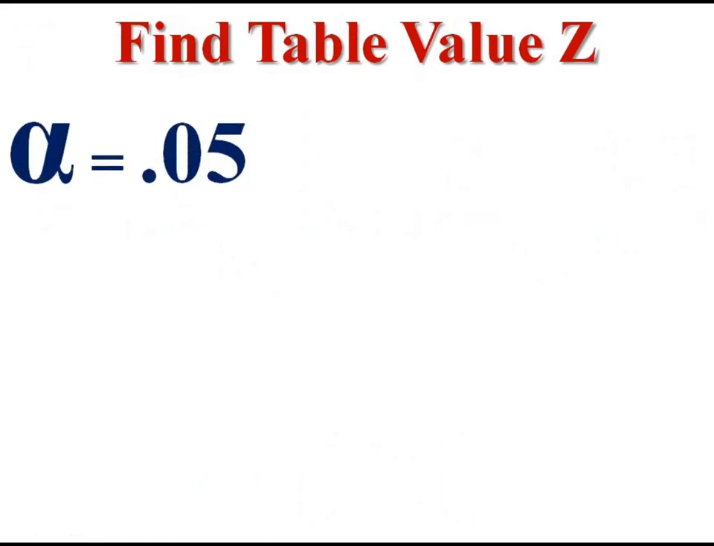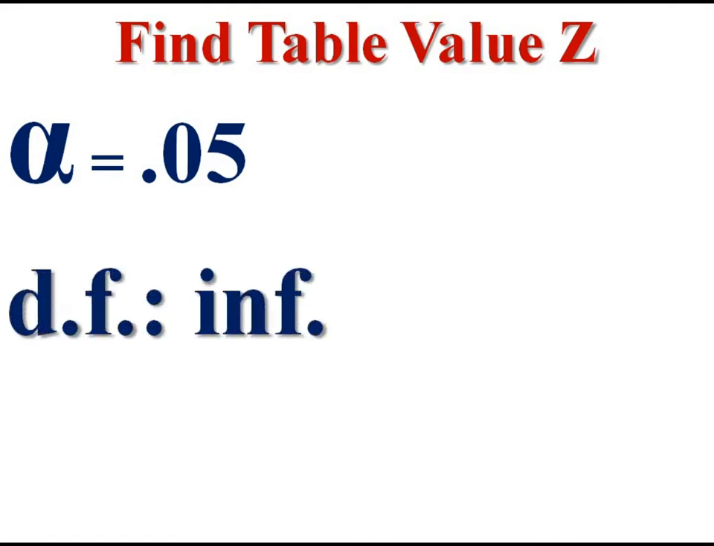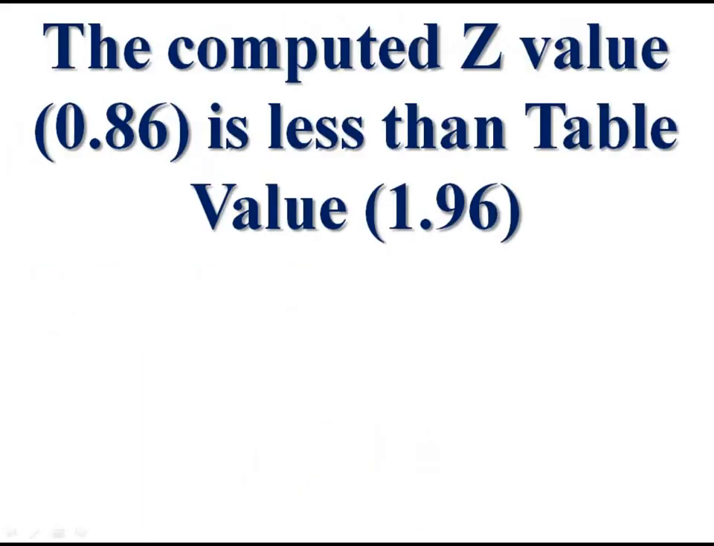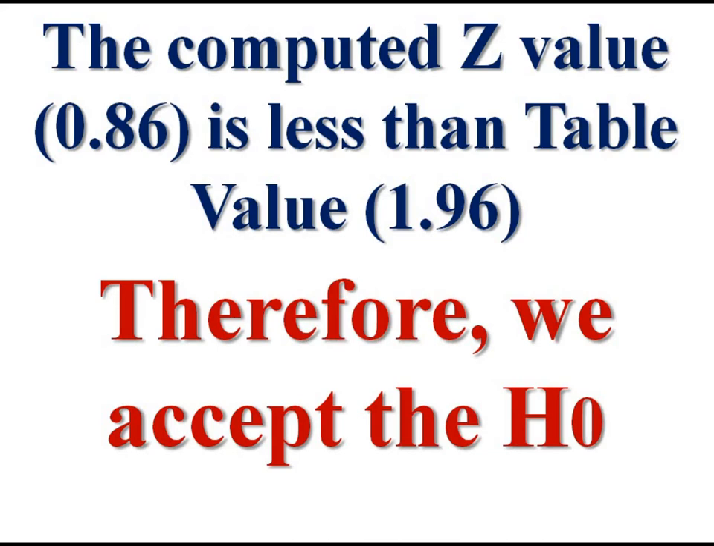Then find the table value. For the Z test, level of significance 5%, that is 0.05, degree of freedom infinite, our table value is 1.96. Then compare the table value with the computed value. The computed value is 0.86 and the table value is 1.96. Then we can say the computed value is less than the table value, and therefore we accept the null hypothesis.